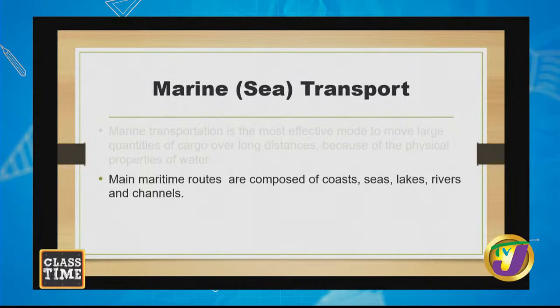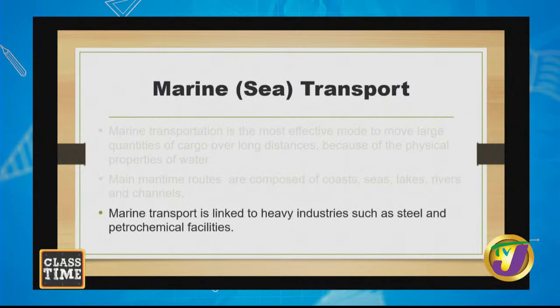Now, the main maritime routes are composed of coasts, seas, lakes, rivers, and channels. You know, channels such as the Panama Canal and other channels that are used to accommodate ships or vessels. Now, marine transport is linked to heavy industries such as steel and petrochemical facilities.